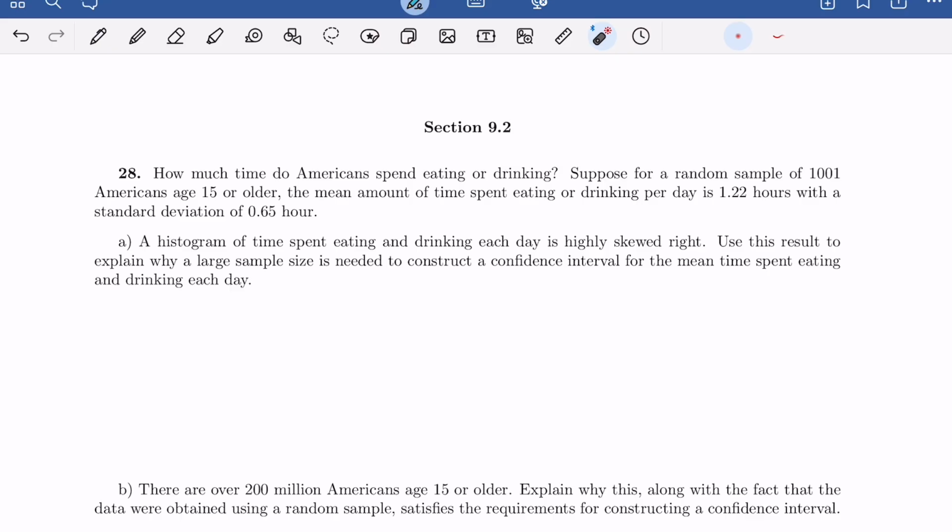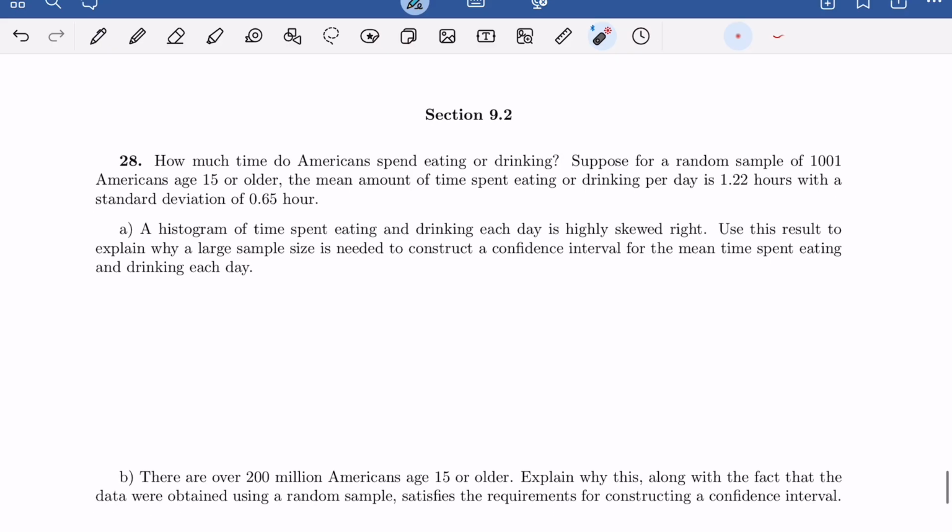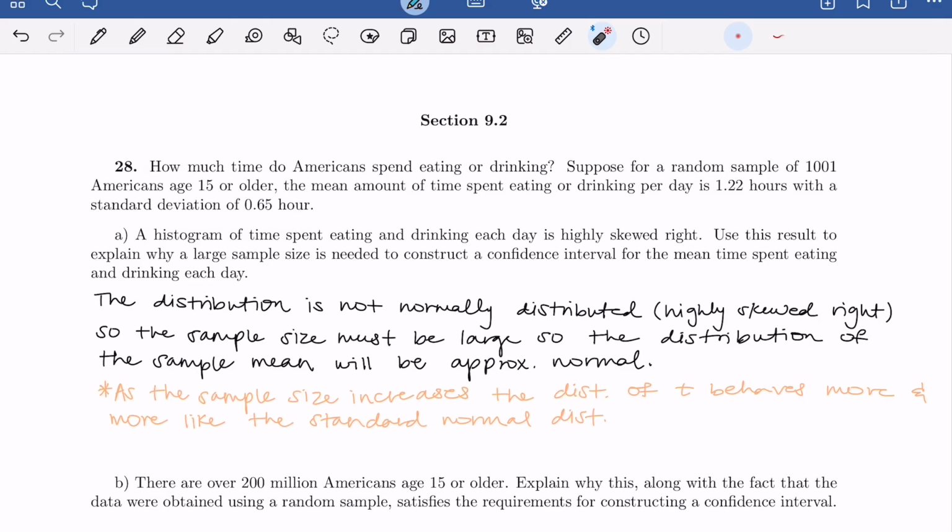So, as we're just told, the distribution of this time spent eating and drinking each day is not going to be normally distributed since it's highly skewed to the right. So this means the sample size must be large enough so that the distribution of the sample mean will be approximately normal. Okay, so I will just go ahead and write that in.